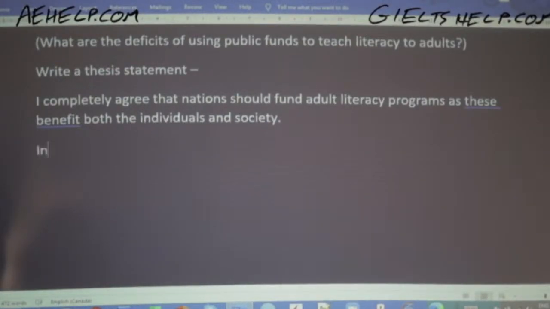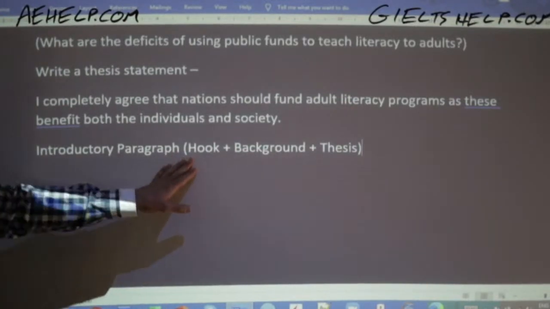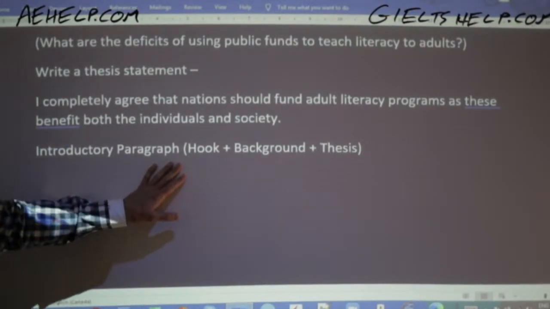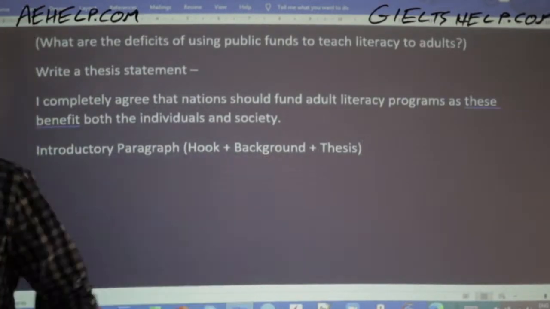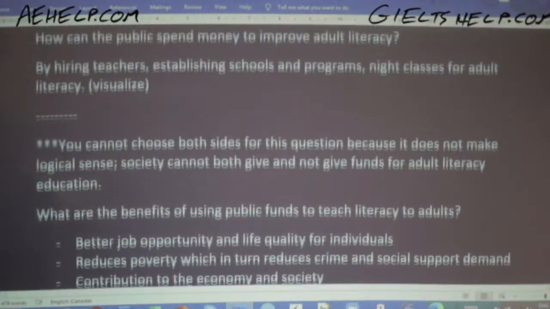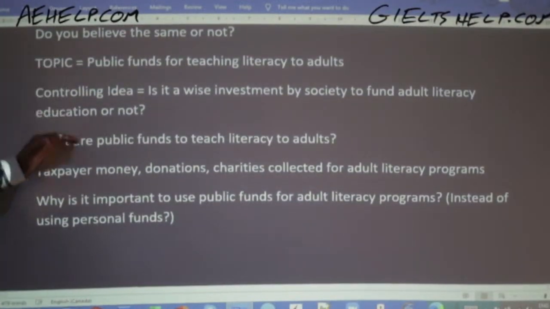Now you're going to write your introductory paragraph. And your introductory paragraph needs your hook plus background plus thesis. Okay. So we already have our thesis statement. We need to create a hook that is simple. It introduces the topic. We need a little bit about the background. Okay, and for your hook and your background, use this information that we have from the planning, from the topic onwards.